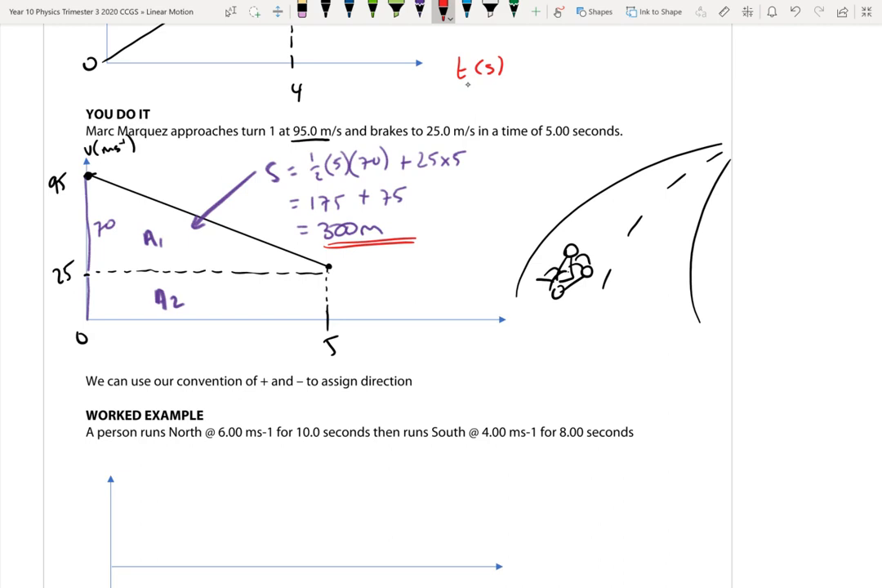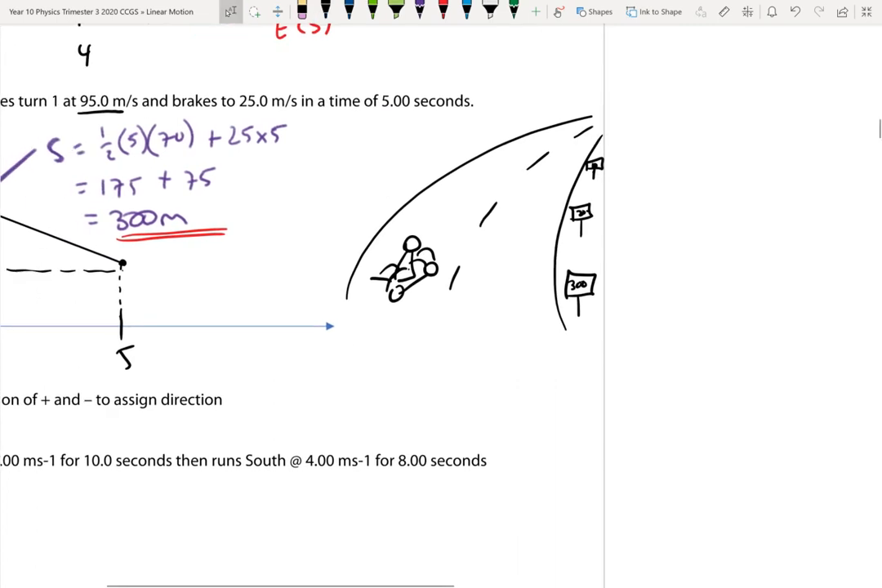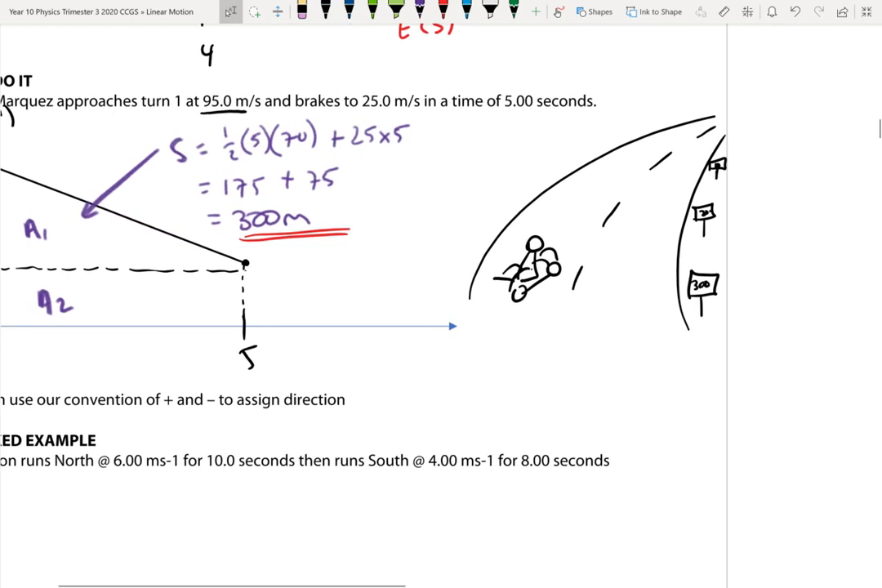That is why, I don't know if you've ever seen car racing, supercars, MotoGP, NASCAR, they will often have little turn markers that say 300, 200, 100. Huh? Yeah, 25 times 5 is not 75. Yes, 125. 125, yeah, thank you. My number is still correct. Thank you very much.